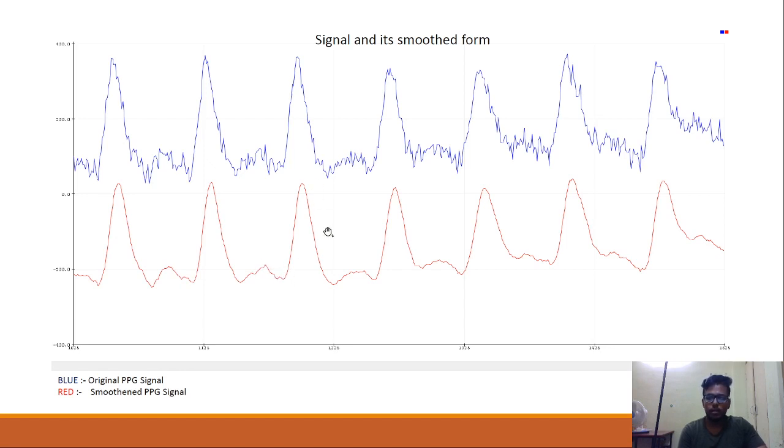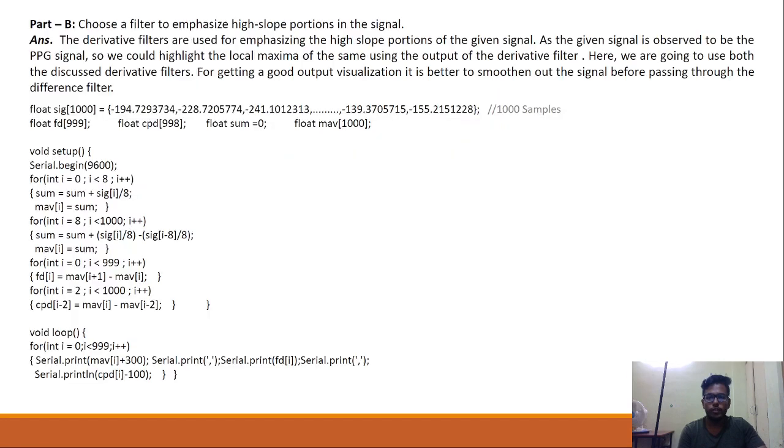Now let's move on to the second question. The second question was to choose a filter to emphasize high slope portions in the signal. For that, derivative filters are used for emphasizing high slope portions of the given signal. As the given signal is a PPG signal, we can highlight its local maxima using the output of the derivative filter. Wherever the output of the derivative filter is at its maximum, there is a maxima of the PPG signal.